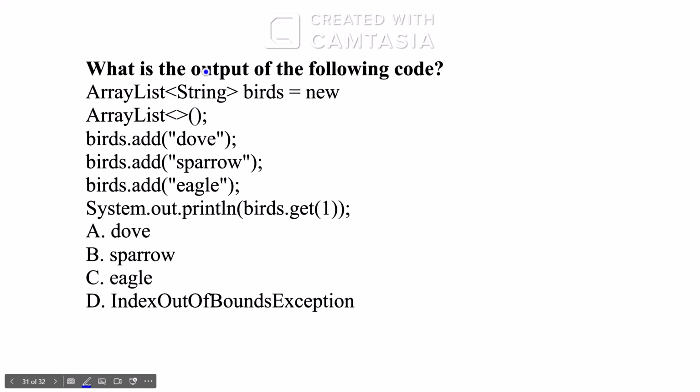Which is the output of the following code? So we have created an array list called birds. Initially we are adding dove. Then next we are adding sparrow. Then next we are adding eagle. Okay. So the get function is used to get the element at an index. Here in the get function you are always passing the index as an argument. So dove will be stored in index 0, sparrow will be in the first index, eagle will be in the second index. So this get function retrieves the element sparrow and that will get printed. So the answer is option B.